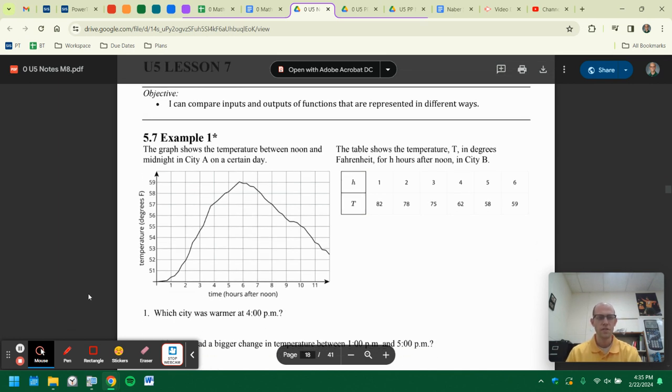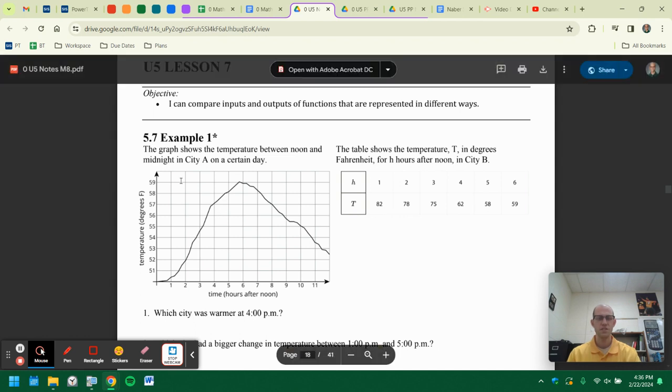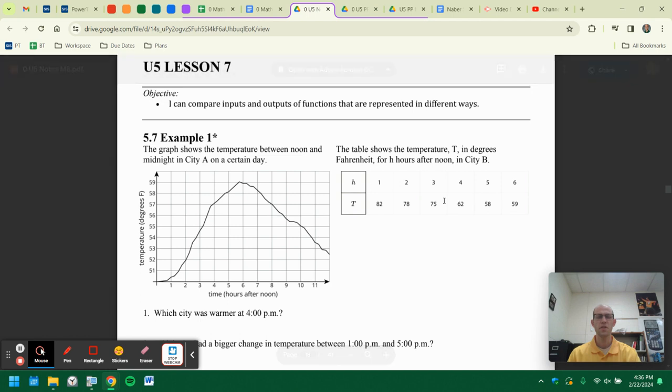Example number 1 has a table and a graph, and the graph shows the temperature between noon and midnight in City A on a certain day. This table over here shows the temperature T in degrees Fahrenheit for H hours afternoon in City B. City A, City B, comparing the same quantities but in different locations.